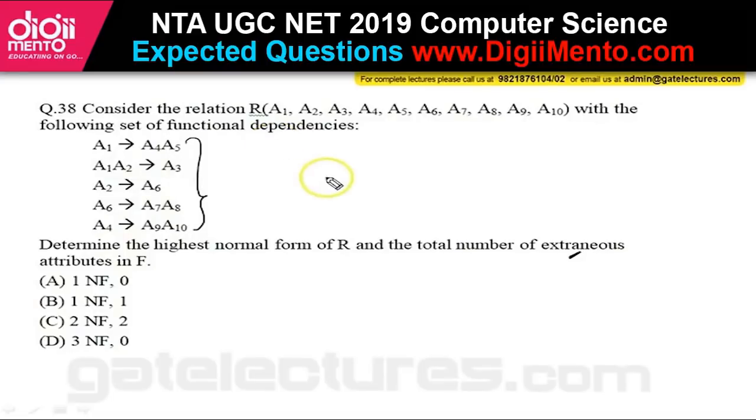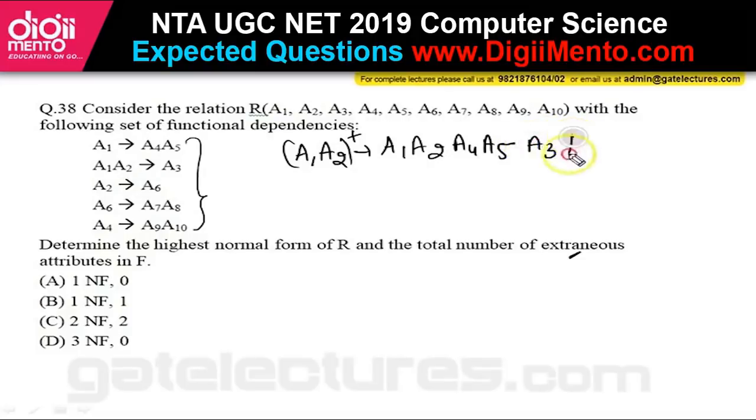First we have to find out the candidate key. So is it A1, A2? Let's find out the closure of A1, A2, because A1 is deriving A1, A2. You can do it on your own, I don't need to tell how to find the candidate key. A1, A2 combined will give A3, and then A2 can give A6, and A6 can give A7, A8, and A4 can give A9 and A10. So yes, A1 and A2 combined are my candidate key.